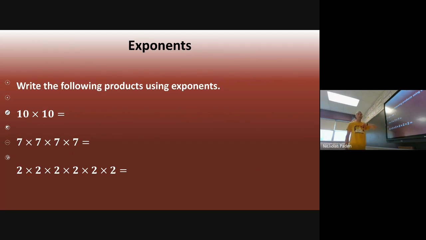So 10 times 10, rewriting this with exponents, would be 10 squared, 10 to the 2nd power. 10 to the 2nd power is 100. Okay, 7 times 7 times 7 times 7. That would be 7 to the 4th power. And then 2 would be to what power on this last one? It would be 2 to the 6th power. And that would get you 64. 2 times 2 times 2 times 2 times 2 times 2. Okay, so make sure you understand that.